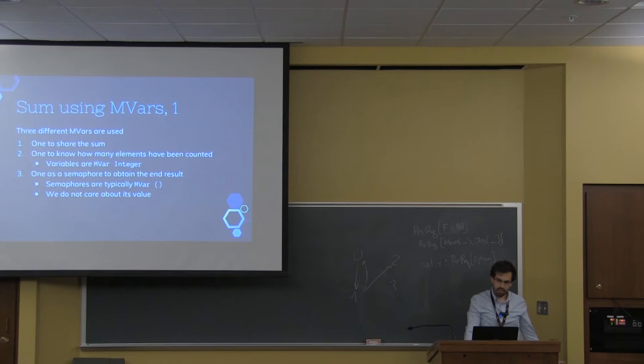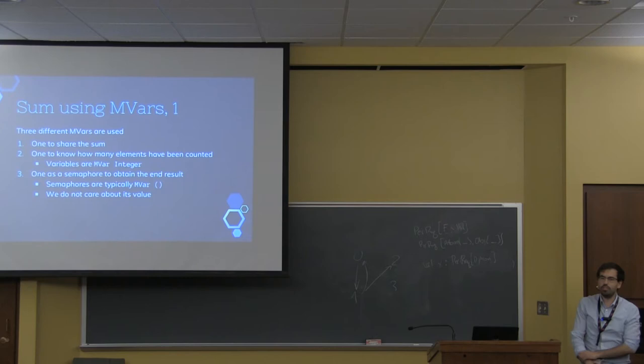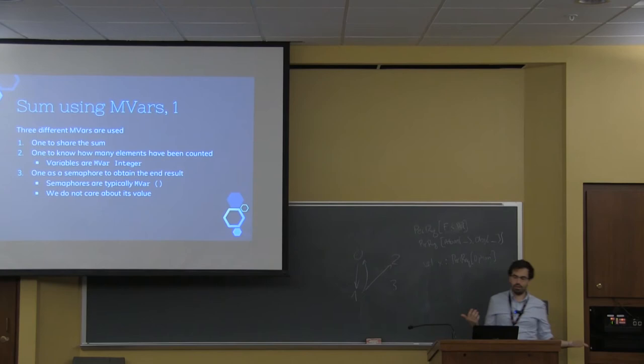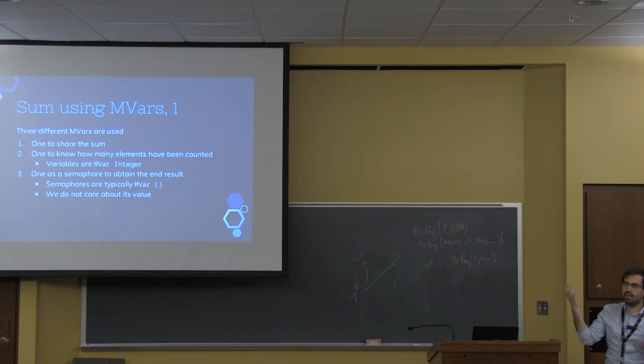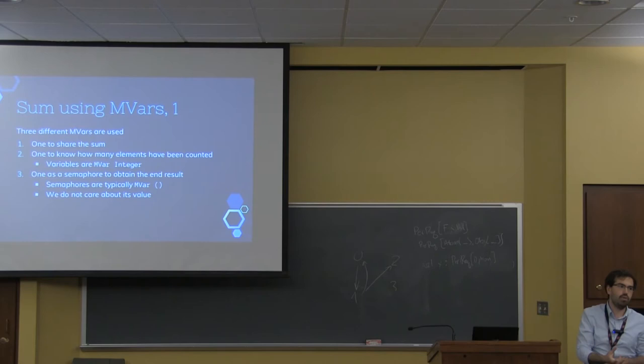So let's try to do some summing again, but this time using MVars with real threads. We're going to have three different MVars: one to share the sum, one to count how many elements we've run into in the list, and one which we will use as a semaphore to know whether we have obtained the end result. The main thread will wait until this MVar is filled, and when it's filled, it knows that the end result is there.